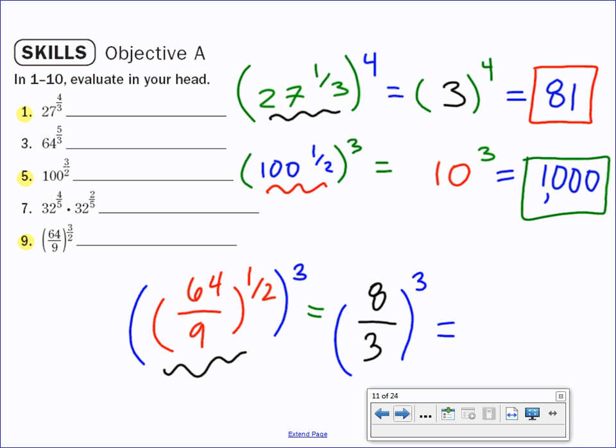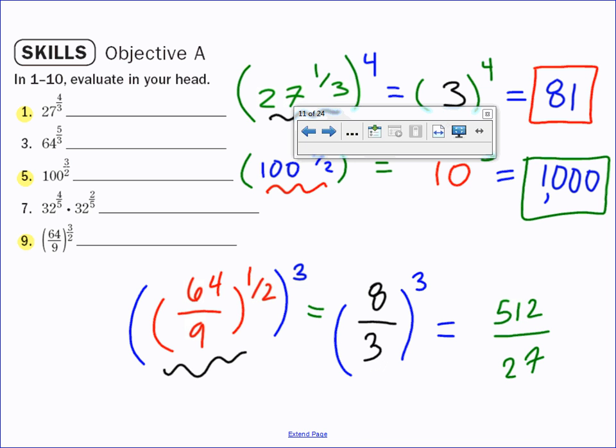Let's do it. Everybody find 8 cubed. Be ready. Get your half sheet. What's 8 cubed? Dakota? 512. Thank you. Over. What's 3 cubed? Everybody find it. Marina? 27. Guess what? 64/9 to the 3/2 power is 512/27. And we did it without a calculator and exactly. That's pretty sweet. What questions do you have about our first set?